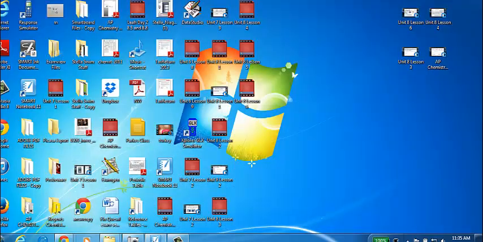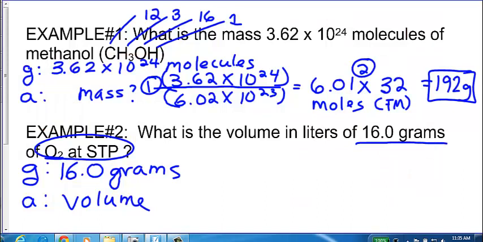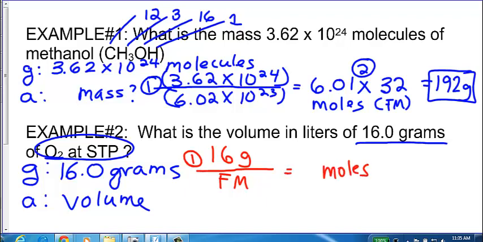So we're going to go toward moles first. We're going to take the 16 grams and go toward moles and divide by the formula mass. Again, we're going from grams to moles, so we care about formula mass. That's step 1, and that'll give us our number of moles. So I need the formula mass of O2, which is 32. We're going to take 16 and divide it by 32, which is going to give us 0.5 moles.